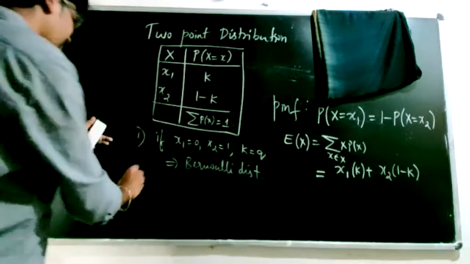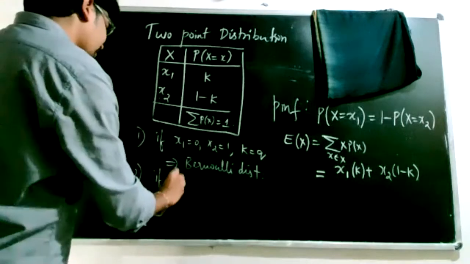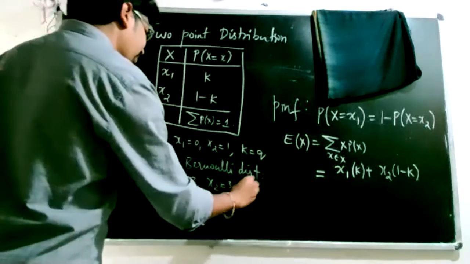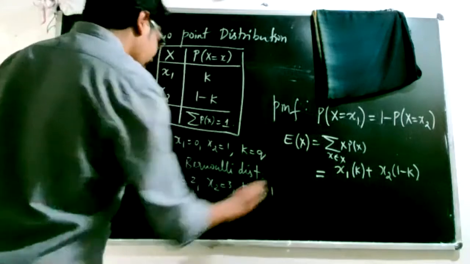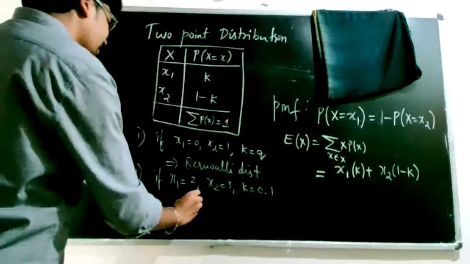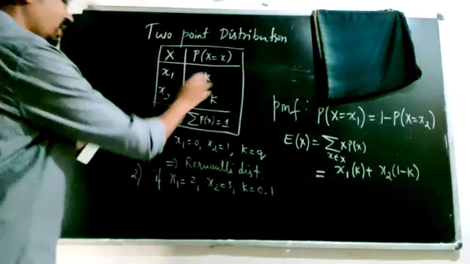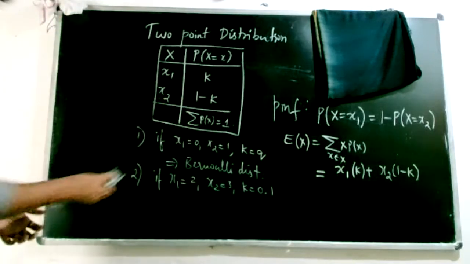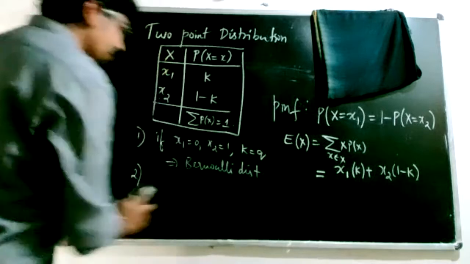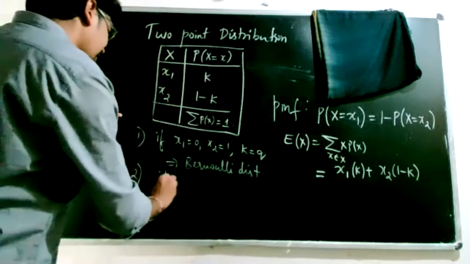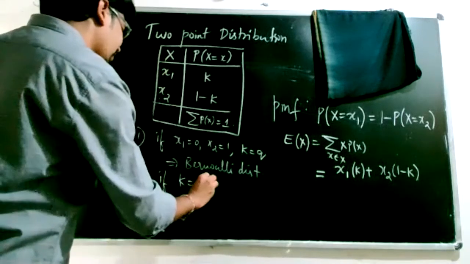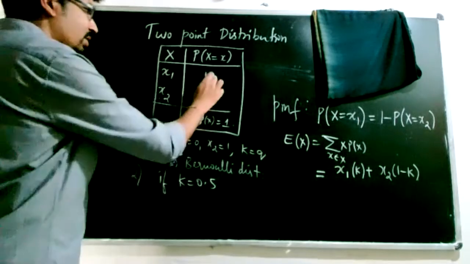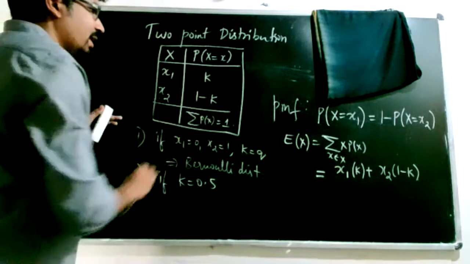So a similar example could be given. I could have x1 is equal to, say, 2, x2 is equal to 3, and maybe k is equal to 0.1. Then I get the distribution as 2, 3 with probabilities 0.1 as well as 0.9. Now, another special case of this 2-point distribution is if k is equal to 0.5. So if k becomes 0.5, 1 minus k is also 0.5. So the probabilities are constant.